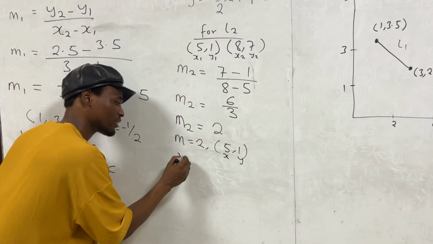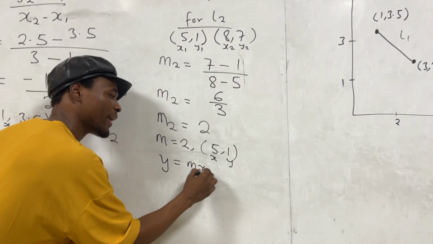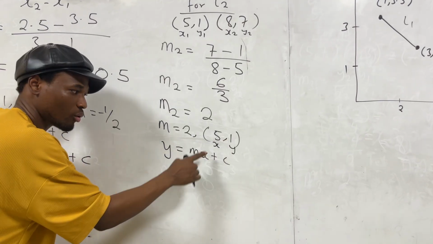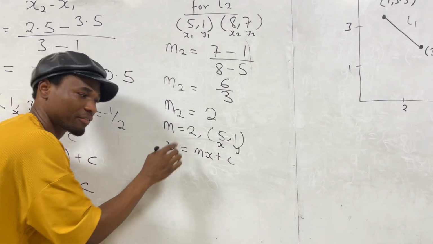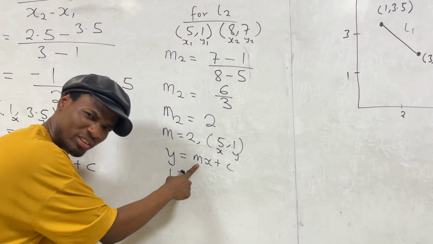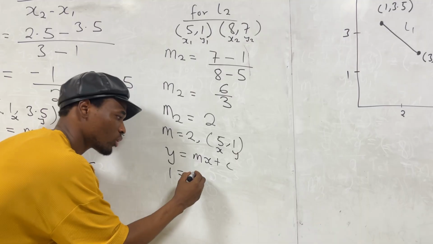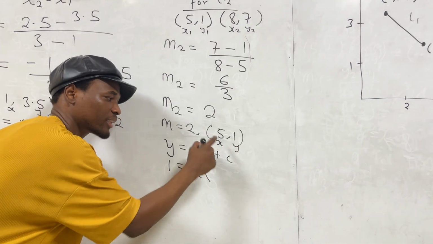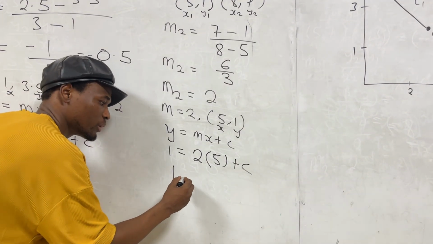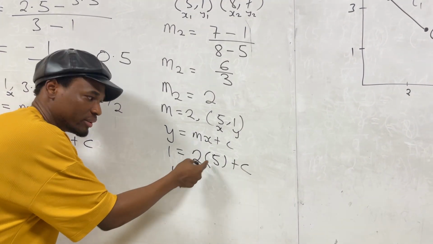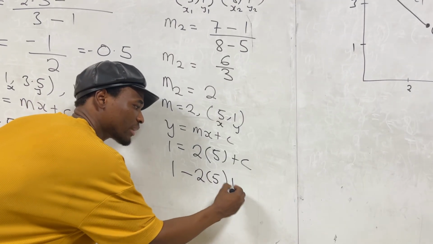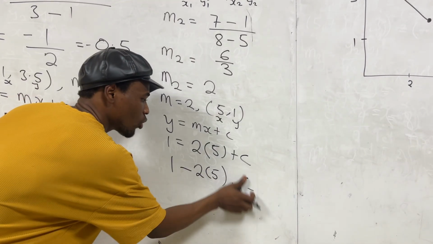So we know that y is equal to mx plus c. So wherever you see y, y goes to 1. Wherever you see x, x goes to 5. So I have 1 is equal to, do I know my gradient? Of course, yes. Which is what? 2. So I have 2 times x, which is 5, plus c. So I have 1, then minus, when you transpose this to the other side, you have negative 2 times 5 plus c. Sorry, equals c.